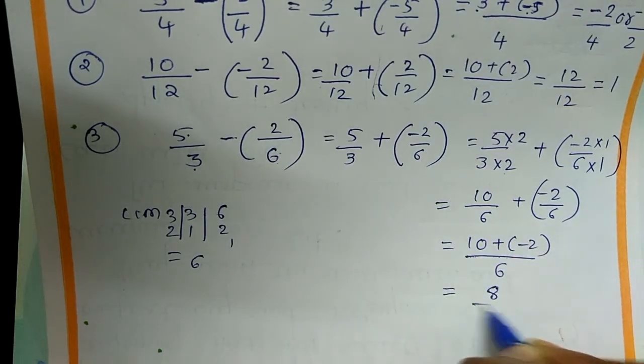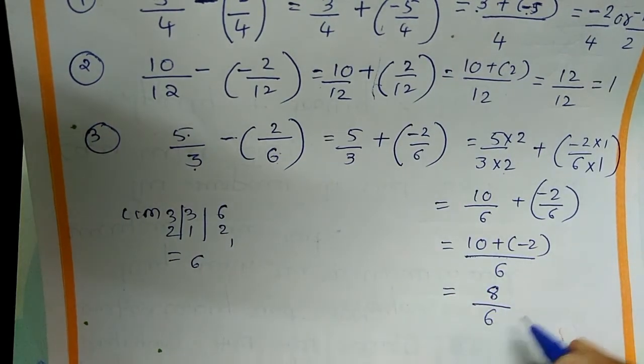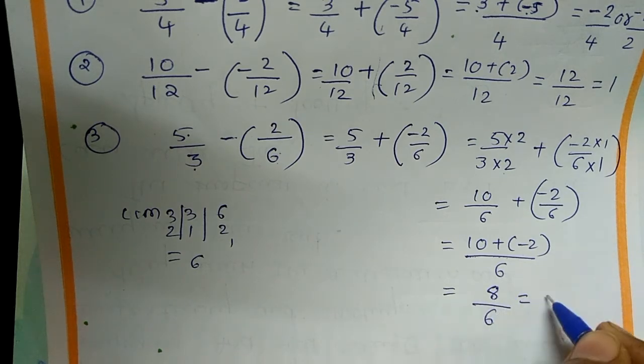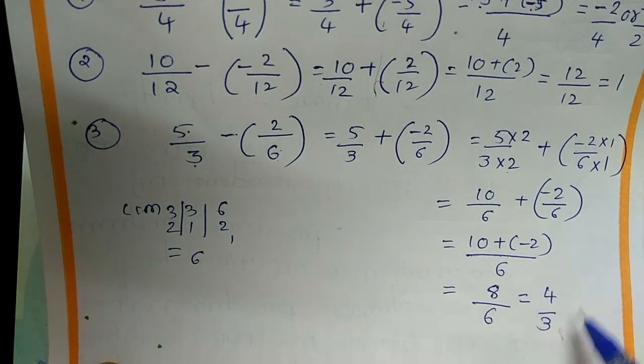No need to write the plus sign. Suppose it had a minus sign, then you must write it here, upon 6. You can keep this answer as it is, or you can convert it into the lowest form. The common factor is 2: 2 fours are 8, 2 threes are 6. Now we don't have a common factor other than 1, so this is the answer.